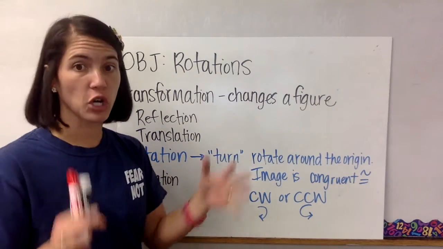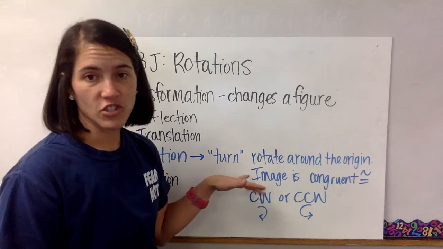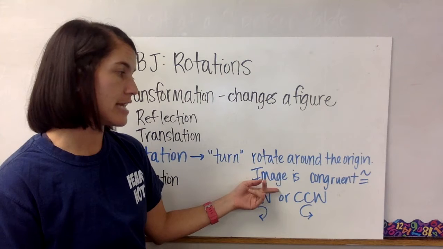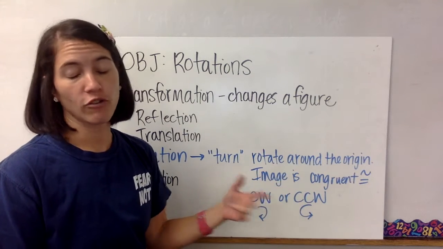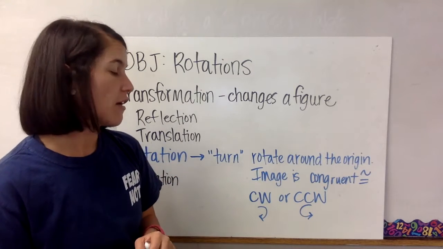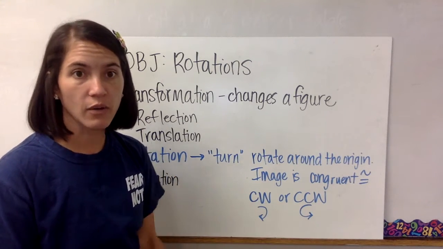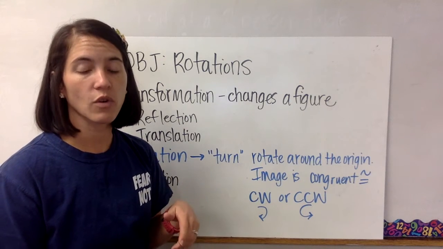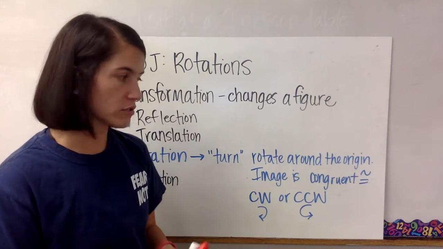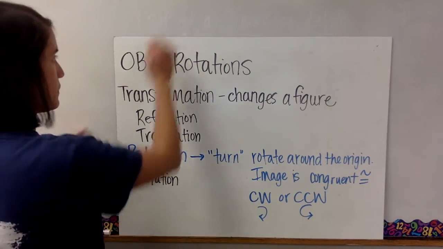So a rotation is a turn. You rotate it around the origin. The image, which is the figure after you have rotated it, is still congruent. So we are not changing the size or the shape of the figure. It's going to be a congruent figure. And you can either rotate it clockwise or counterclockwise. Clockwise means the way the clock goes, and counterclockwise means opposite of the direction of a clock. So let's go over some examples about rotations.